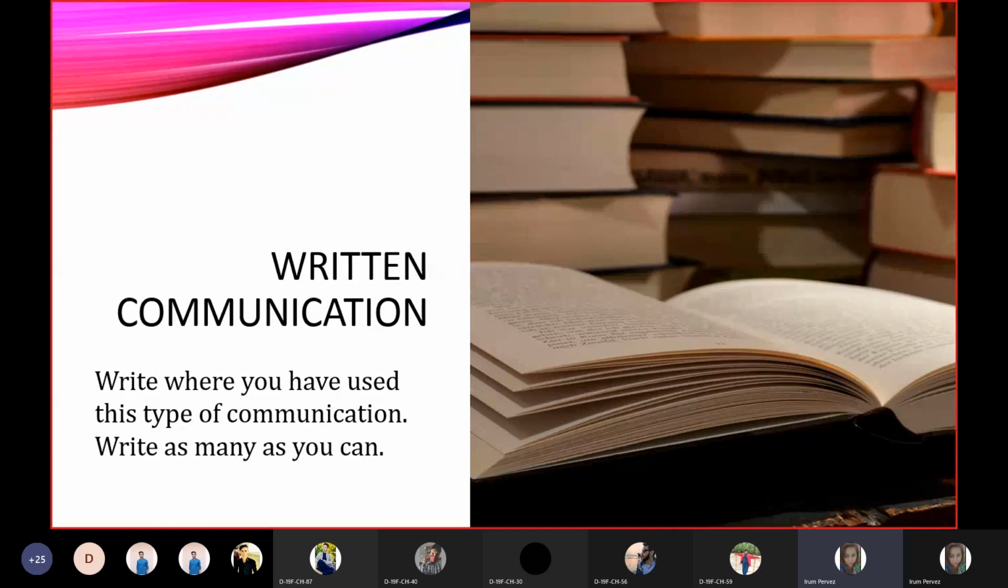When I go to my tailor and I have to tell him that this is the design and I need, right? I use written communication. Doctor's prescription is written communication, right? All your documents are written communication. So there are a number of scenarios and moments in day-to-day life where we use written communication.